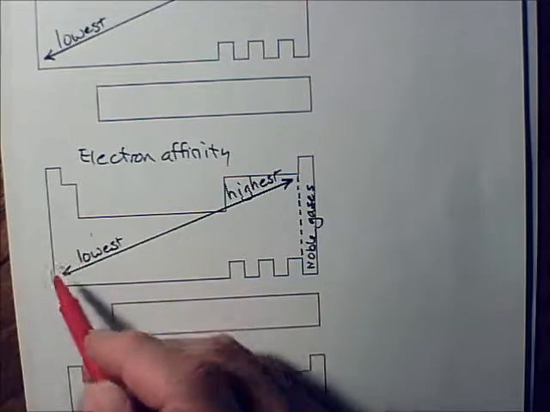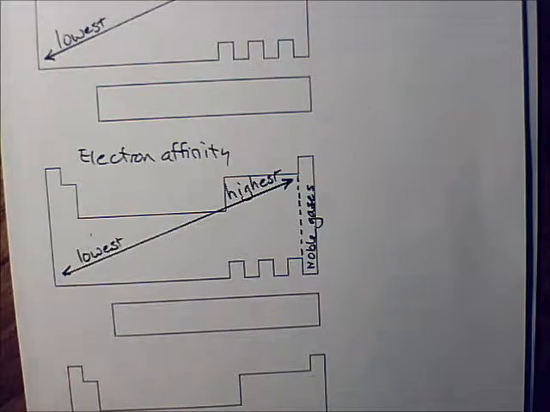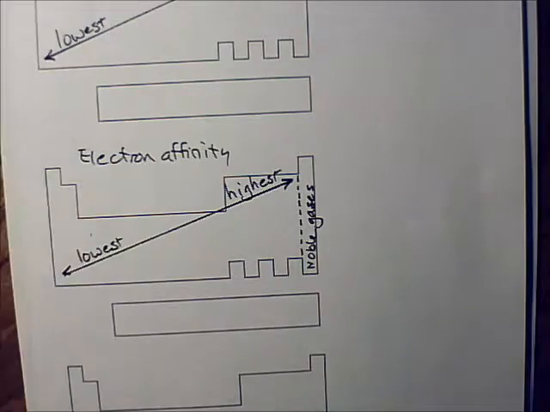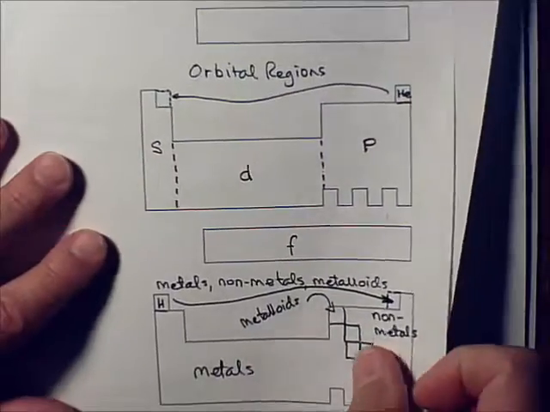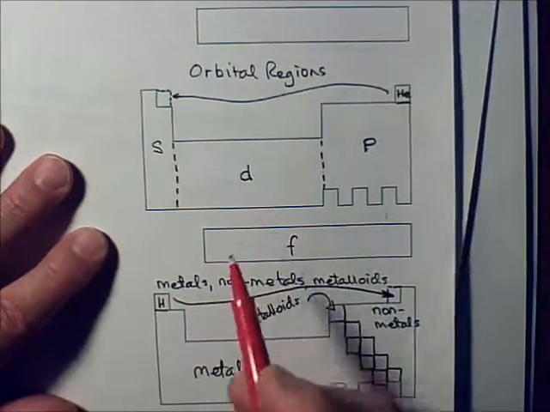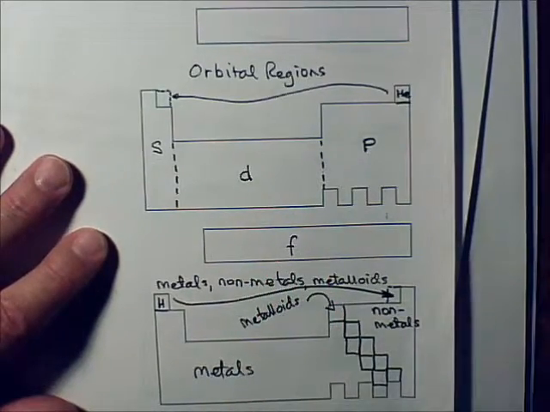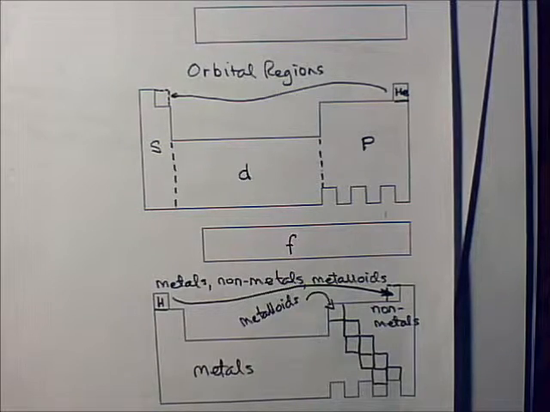Okay? So all of these are important, but the one that we're going to spend the most time with right now is the orbital regions. So if you don't have that out, you need that out and your periodic table, and we're going to start talking about drawing orbital diagrams.